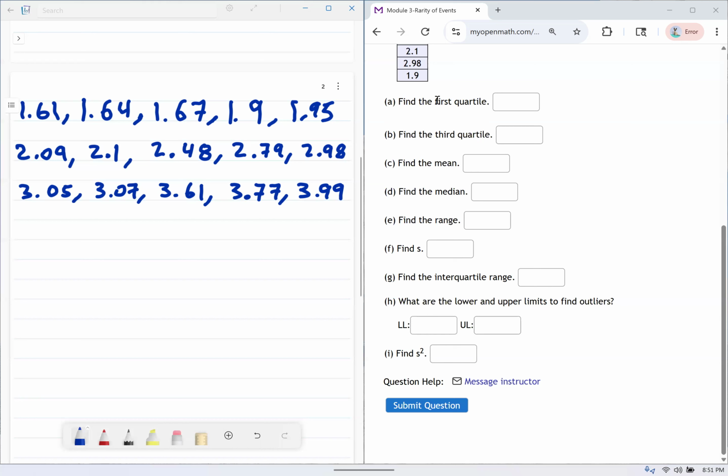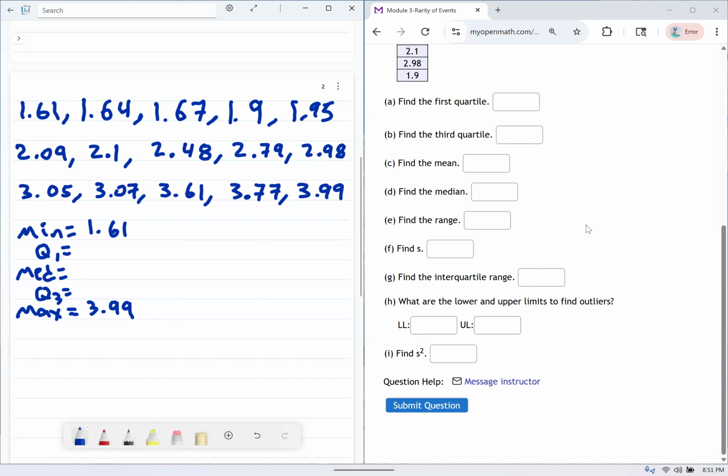I'm seeing a lot going on with quartiles, median, range, interquartiles, and fences. So I'm going to actually begin by finding the five-number summary here. The five-number summary consists of the minimum, the first quartile, the median, the third quartile, and the maximum. The smallest value in this data set is 1.61. The largest value in this data set is 3.99.